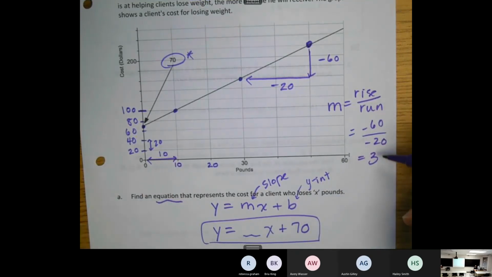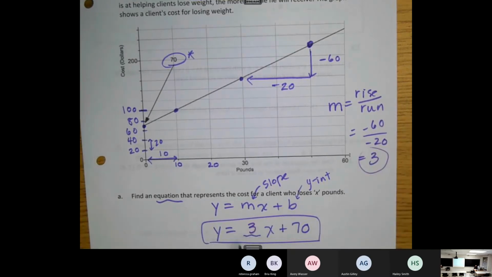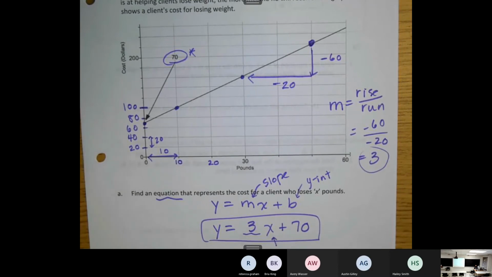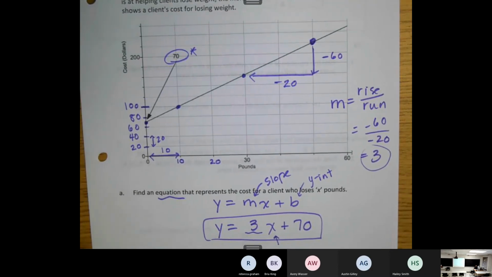Negative divided by negative makes a positive. 60 divided by 20 makes 3. Looks like the slope is 3. So our equation we can finish off now. Y equals 3x plus 70. Let me know if you would like to double check anything about that so far. And we'll see about using it to answer part B.